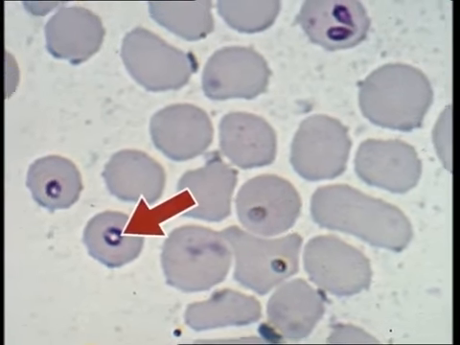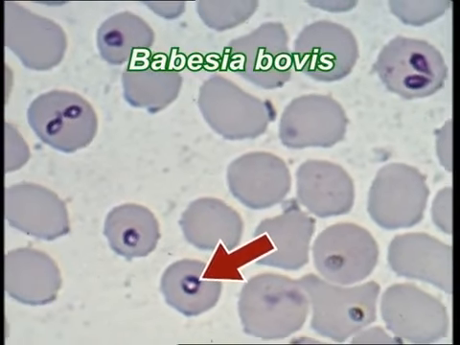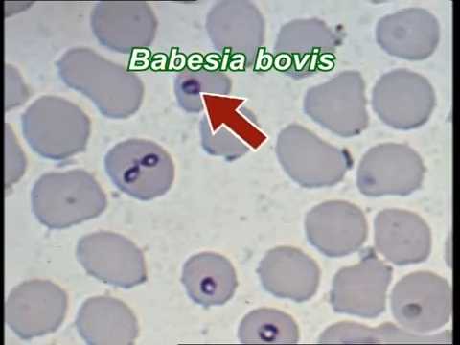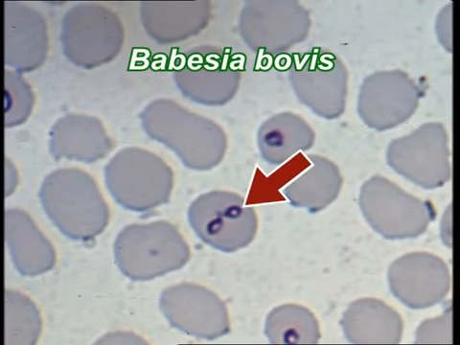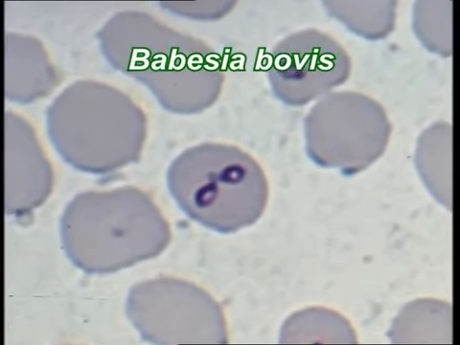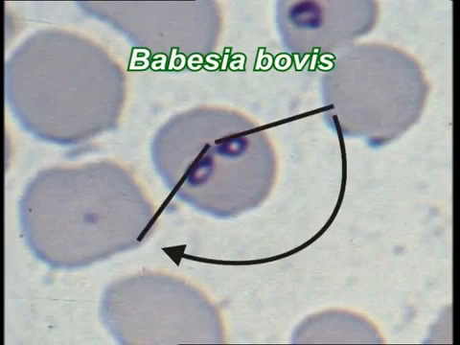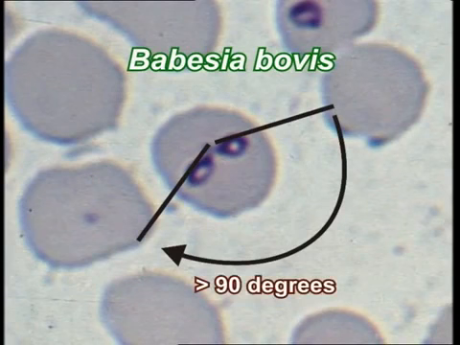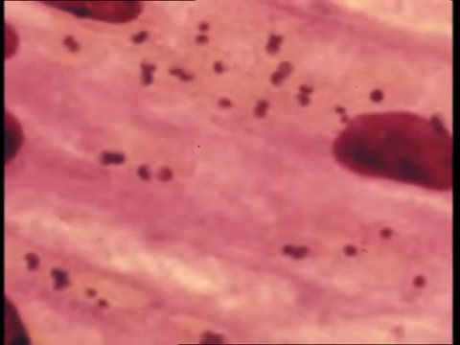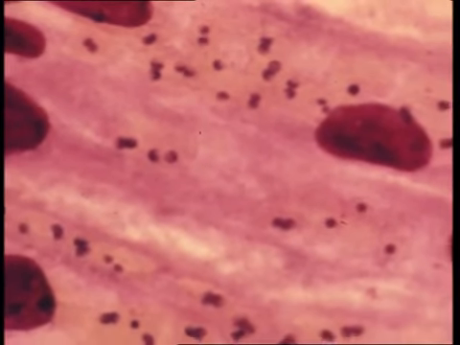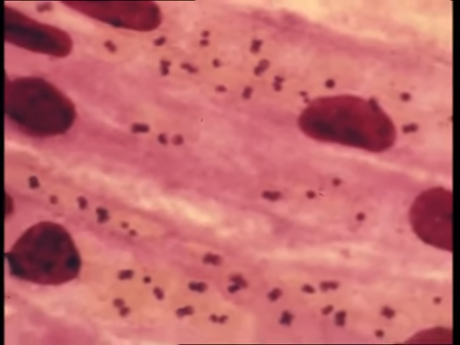Single Babesia bovis organisms are round, oval, or irregular in shape, while paired forms are pear or club-shaped, but smaller than Babesia bigemina. The angle between the paired organisms is often greater than 90 degrees, giving the organisms a bow tie appearance. In brain smears, parasitized red blood cells appear tightly packed in small blood vessels.